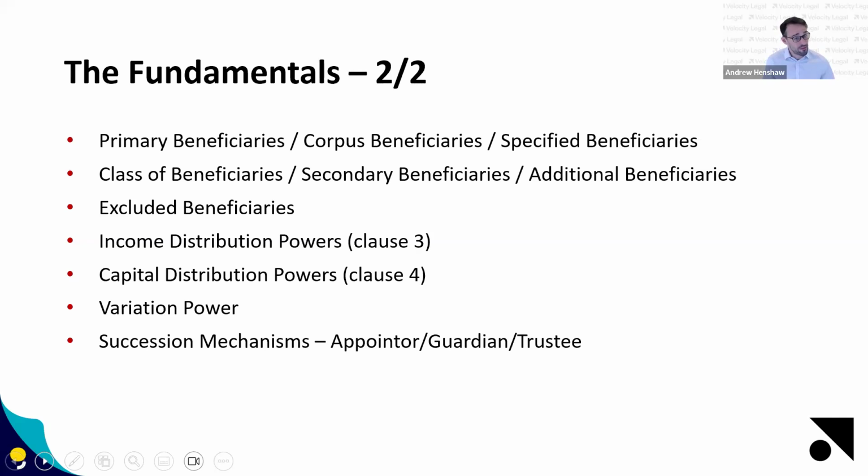You will hopefully have a power to vary the deed if you need to. And you'll hopefully have some sort of succession mechanisms about what happens if we want to put a new appointor in, or a new guardian, or a new trustee, or what happens if one of those people dies or passes away, or loses capacity. So hopefully you'll have those things as a starting point. If you're picking up a new trustee, you probably want to tick off on each of those fundamentals and perhaps put a summary together for your file on your trust deed.